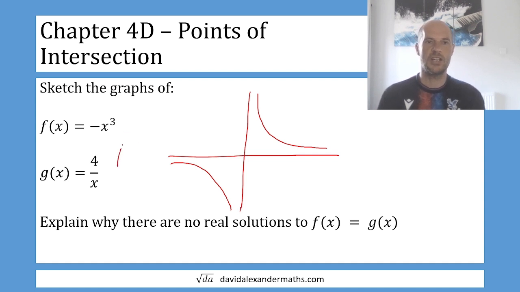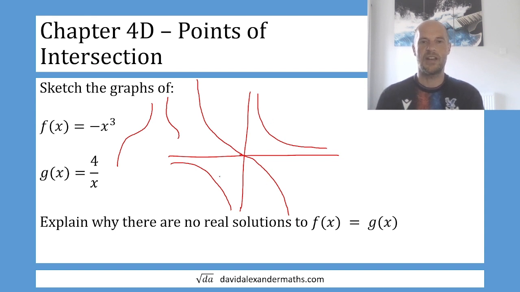So positive x cubed goes like so. Negative x cubed goes down, slows down, and then continues on its way down. So it's coming down from up here, and it's going to go through the origin, and then it's going to continue on its way down. And we can see there's absolutely no interference between these two curves. The negative x cubed is only going to occupy the top left and the bottom right, whereas the 4 over x occupies the top right and the bottom left.